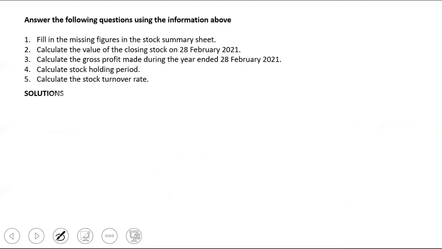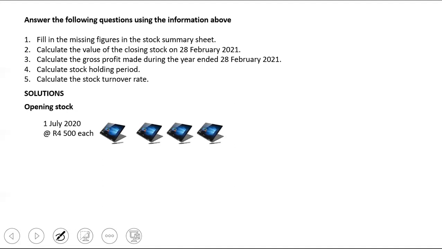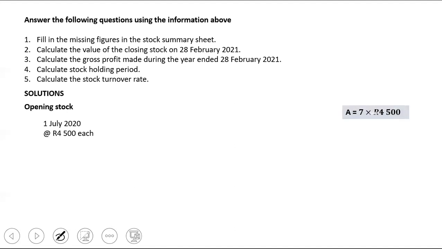Now these are the questions. I'm just going to start by calculating A. We just did it. On the 1st of July 2020, we had the cost price of each item, which was 4,500. And we had how many laptops in this case? I think we had 7 of them, if I'm not mistaken. So you're going to say 7 multiplied by 4,500. That will give us the value of A, which is 31,500.